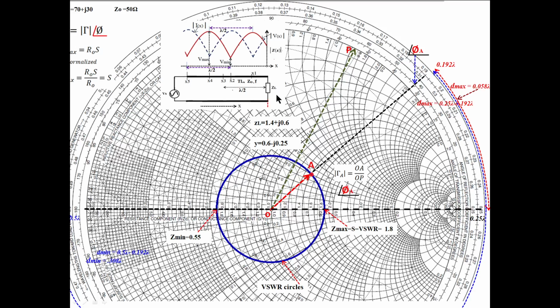This is the opposite approach. They may give the distance at which the load is from the maxima. Then what do we have to do? We know the maxima is always here for any VSWR circle. Start from here, move in the opposite direction, the anti-clockwise direction, by the given distance of 0.058 lambda. Stop. Draw the line to the center of the Smith chart. It cuts the VSWR circle somewhere. Read the value.